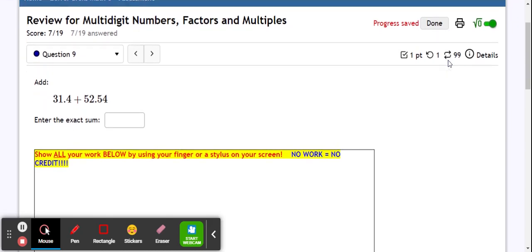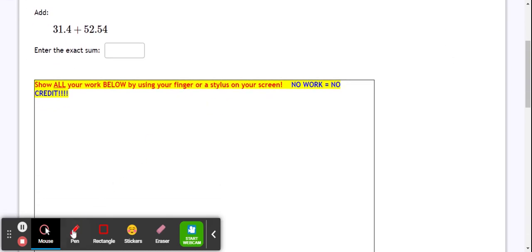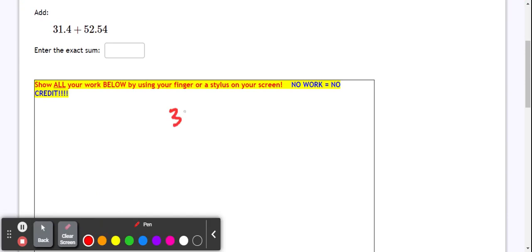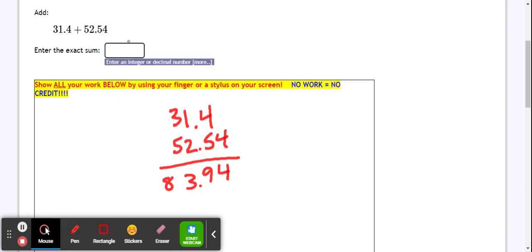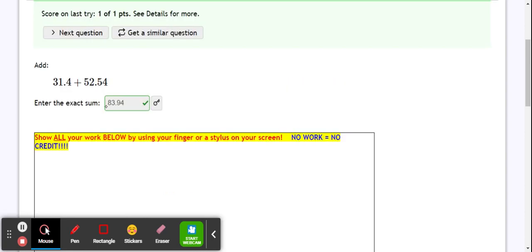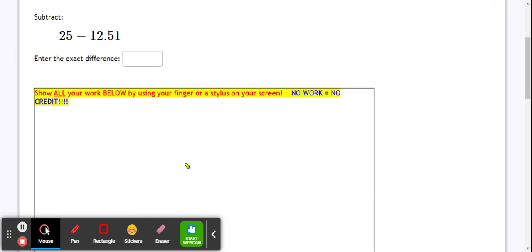Next. Let's see where we're at here. We have 7 out of 19. So this one is going to be 31.4 and 52.54. Making sure that you line up your decimals. 4938. I think that's what our answer is going to be. 83.94.